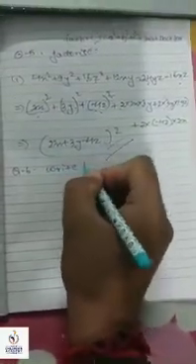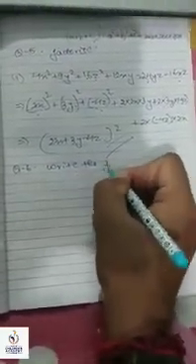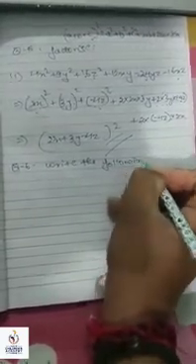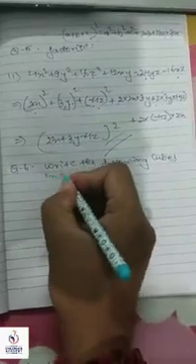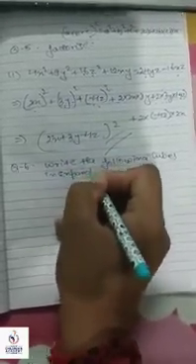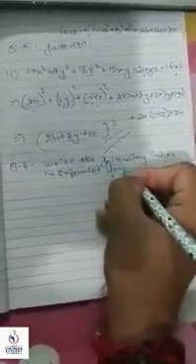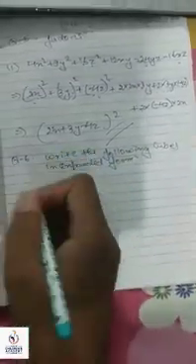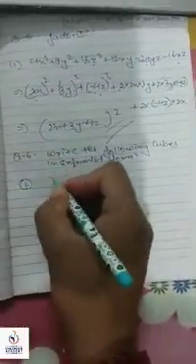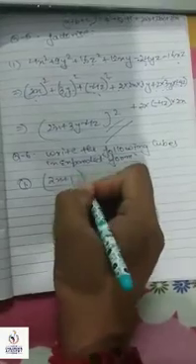Write the following cubes in expanded form. So our first question is (2x + 1) whole cube.